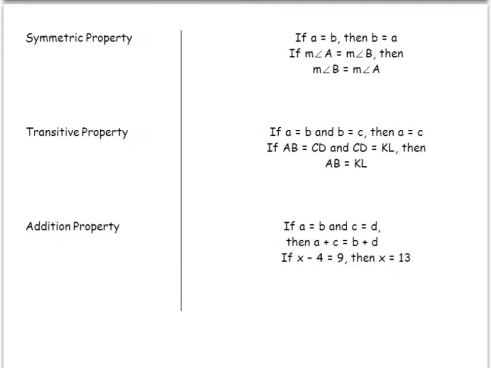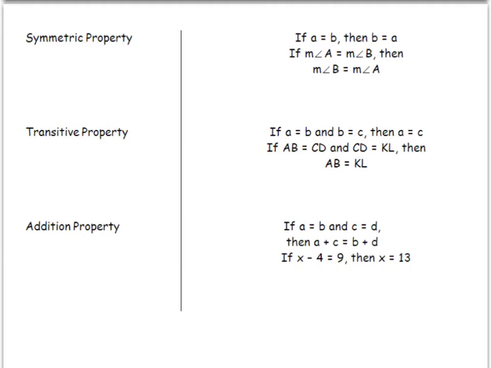All right, your next property is the symmetric property. Symmetrical means the same on both sides. This says if A equals B, then B has to equal A. So if two things are equal to each other, it doesn't matter which side of the equal sign you have them on. If they're equal, they're going to be equal. So if angle A equals angle B, then angle B also has to equal angle A logically.